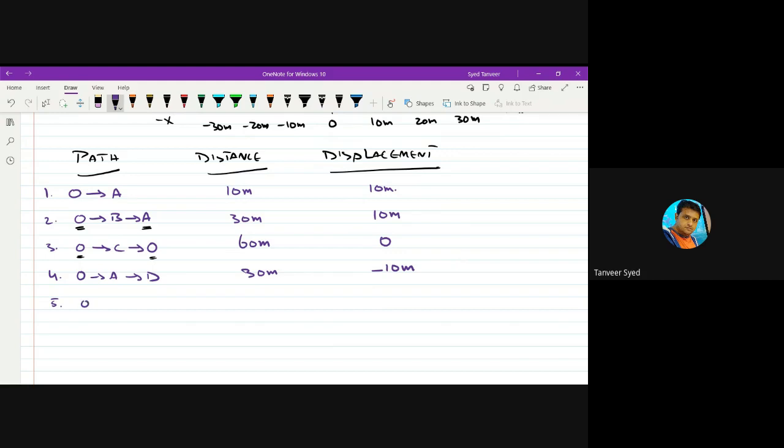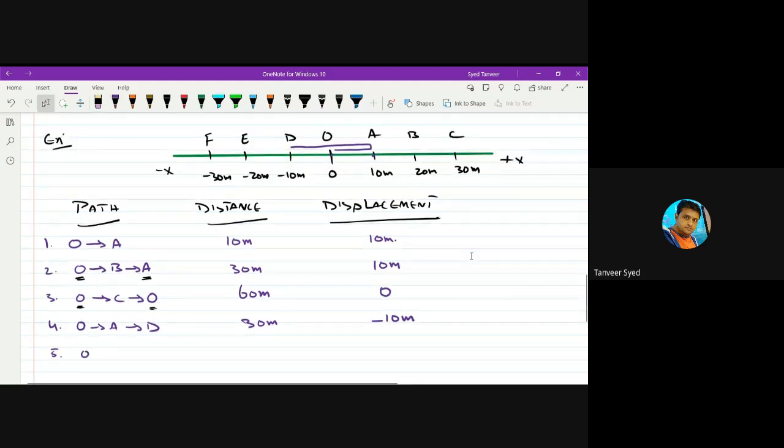Body starts from O, goes to C, goes to F. Distance is 90 meters. Displacement is minus 30 meters.